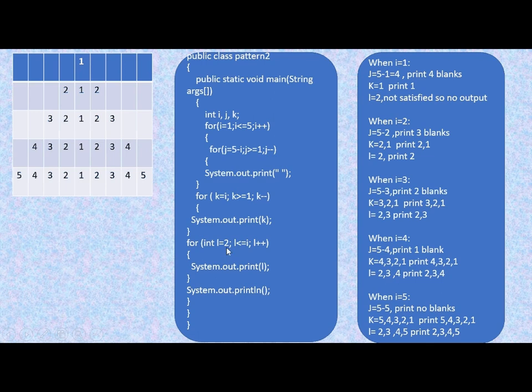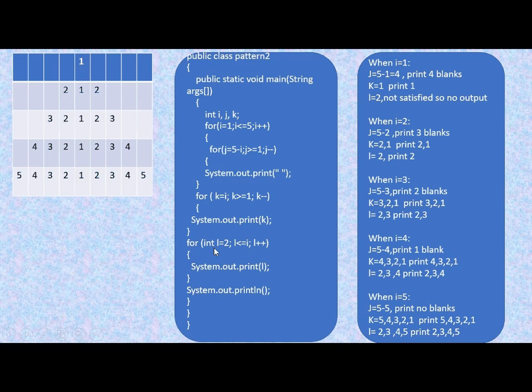Similarly for L, the starting value is 2 and this should be less than or equal to I. This is satisfied because now the value of I is 2. So this is going to print only 2. Then when I equals 3, J is going to print how many blanks? This is going to print 5 minus 3, that is equal to 2 blanks. What is the value of K? K's value is starting from I and this will go up to 1, K minus minus. So this is a backward loop. So this is going to print 3, 2, 1.